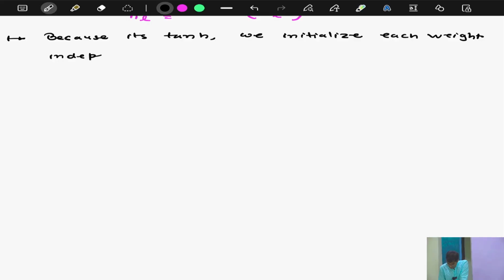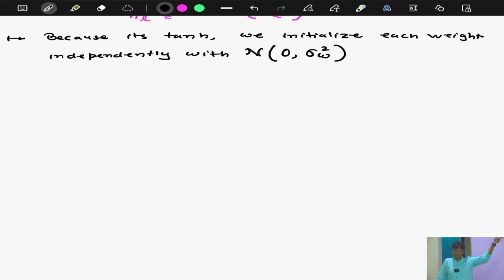So what I am saying is as follows. The first thing I am saying is, because it's tanh, we initialize each weight independently with Gaussian 0, sigma w squared, where sigma w squared is the variance of the distribution from which I am sampling my weight initially. Okay, clear?